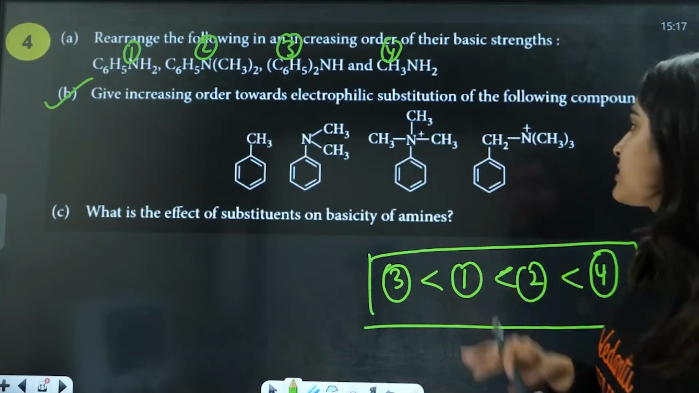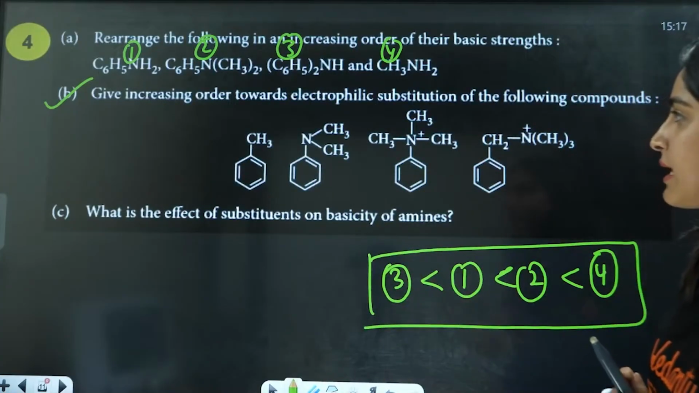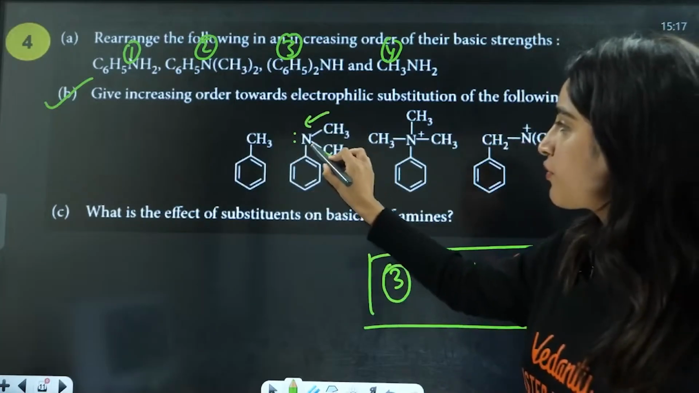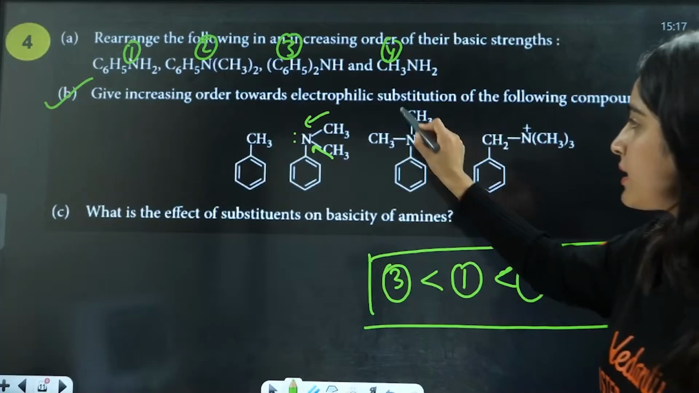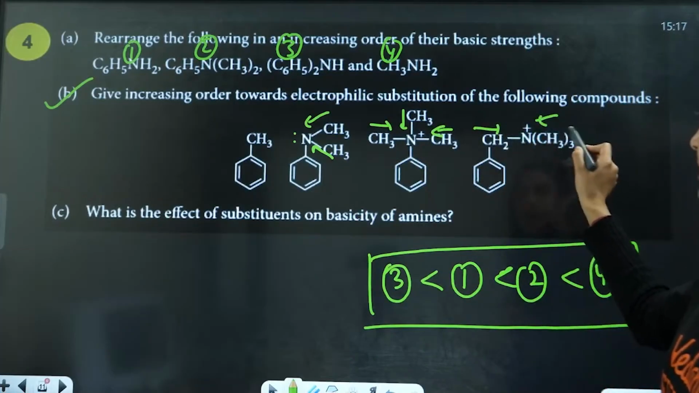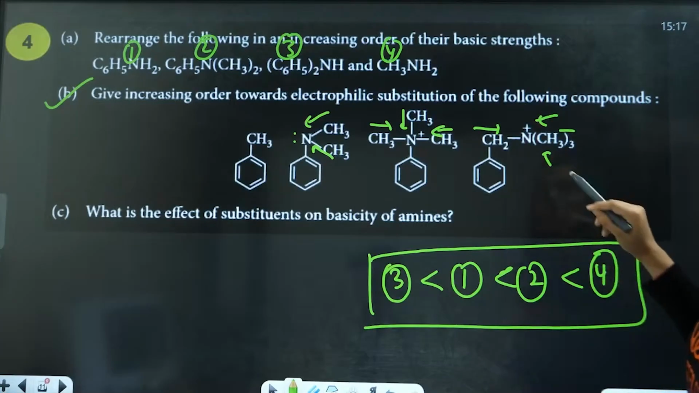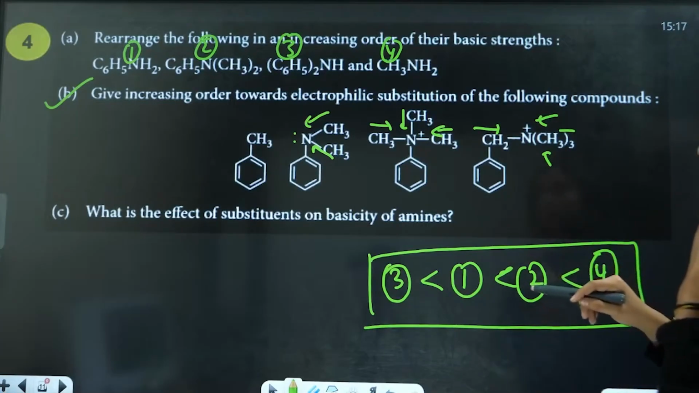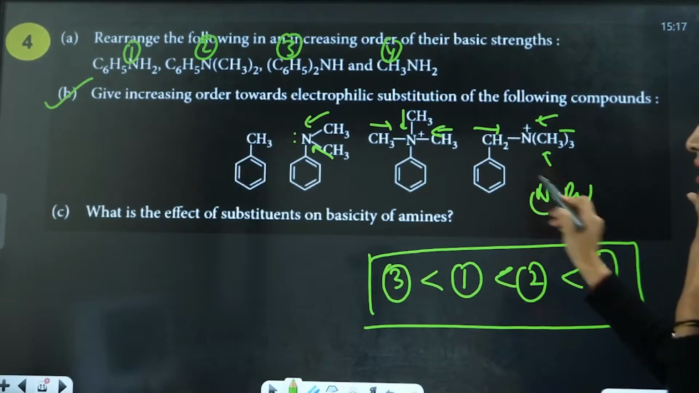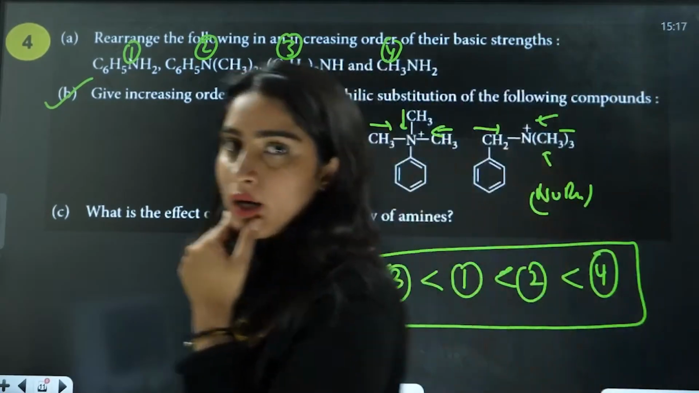Let us see where it is electron rich. Here the electrons are provided here. It is getting electrons from this side, this side. Here it is getting electrons from these three sides, actually 4 sides. Understood. There is no resonance here. Directly resonance is involved here.